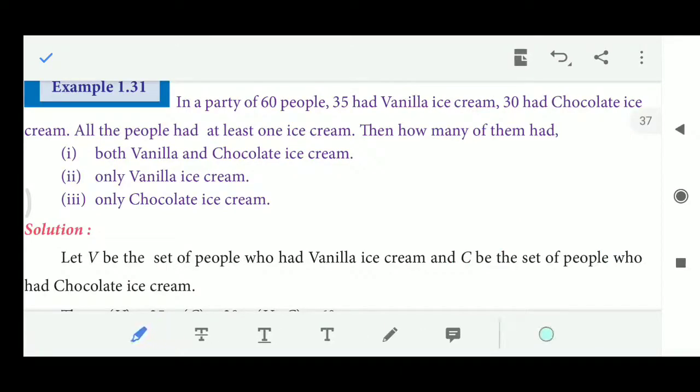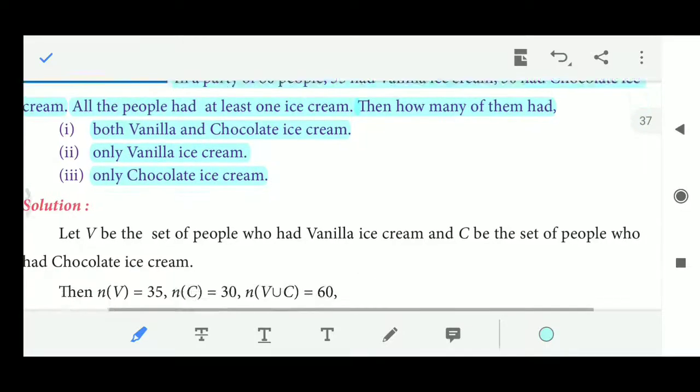Then next one, example 1.31. In a party of 60 people, 35 had vanilla ice cream, 30 had chocolate ice cream. All the people had at least one ice cream. Then how many of them had, first, both vanilla and chocolate ice cream, second, only vanilla ice cream, third, only chocolate ice cream.